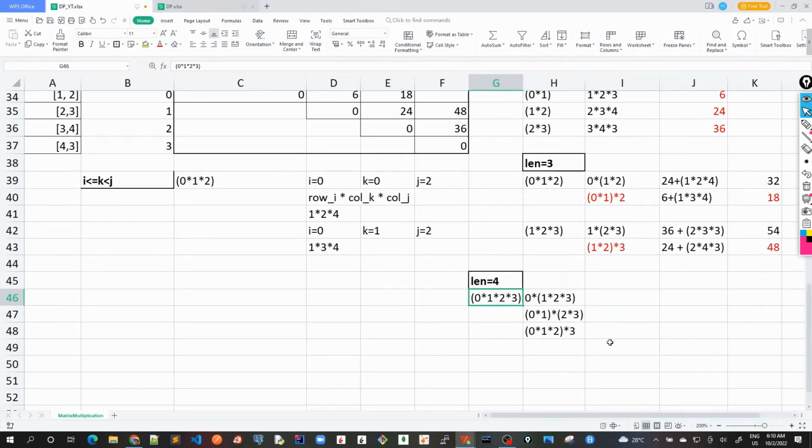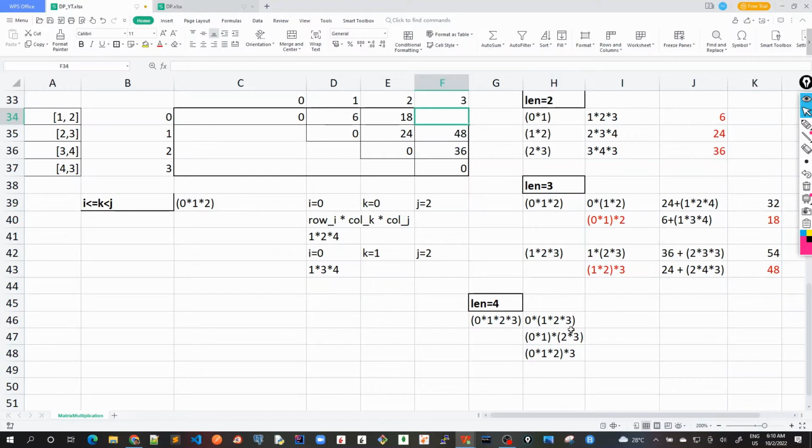So for length equal to 4, which is our final solution, we've already seen that there would be n minus 1 ways. So there are 3 ways possible as we have put it here. Now let's calculate the minimum cost of operations for all these 3 options, and whichever one out of these 3 is the minimum would be our final solution.